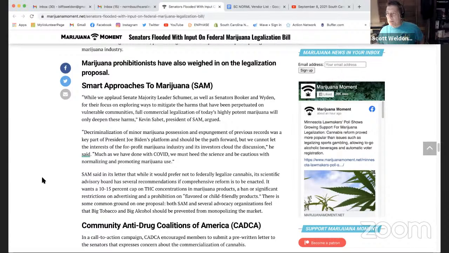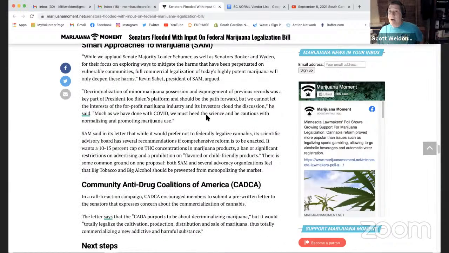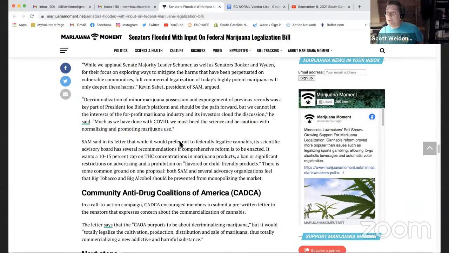Decriminalization of minor marijuana possession and expungement of previous records was a key part of President Joe Biden's platform and should be the path forward. But we cannot let the interests of the for-profit marijuana industry and its investors cloud the discussion. Now, I didn't hear any for-profit marijuana organizations up above. Those are all nonprofits.